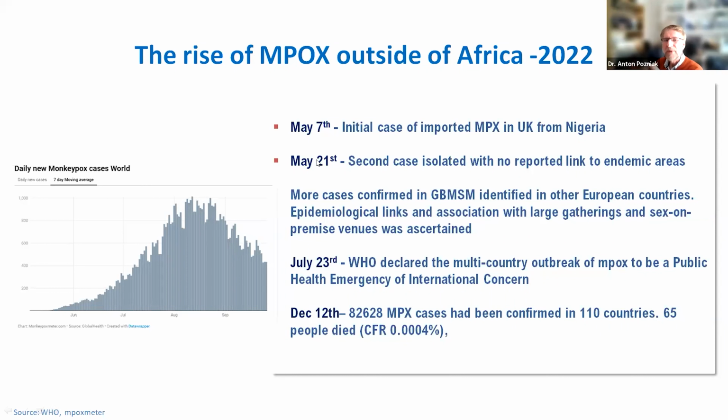And it was incredible. From May 7th, the first case, to July 23rd, just 3 months, WHO declared this to be a public health emergency of international concern. And by December, 9 months after it started, there were 82,000 cases in 110 countries and 65 deaths. This was like a fire. It really erupted across the world.